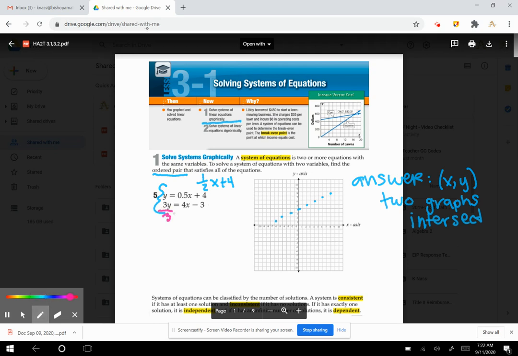Let's look at this one. I'm going to divide this by 3. So y equals 4 over 3x minus 1. Now, I'm not going to connect the dots on this blue line because it might be easier because the graph's so small to see it. So down here at -1, up 4 over 3, and then up 4.